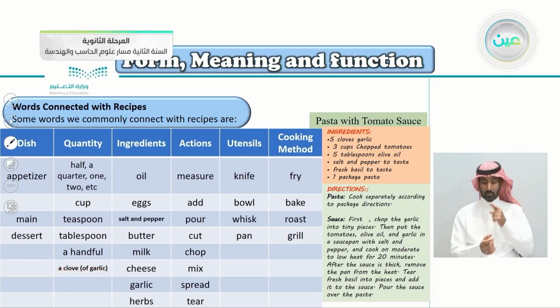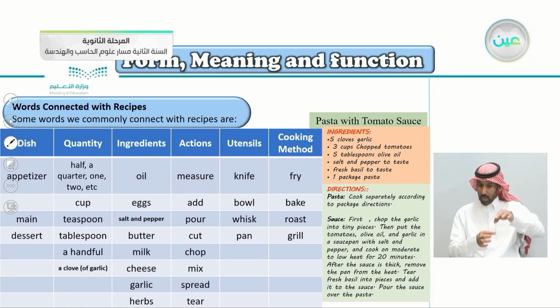The ingredients, the things that you put in the pot, for example, oil, eggs, salt and pepper, butter, milk, cheese, garlic, herbs, and so on. So these are the ingredients, the things that you cook together. Actions, what you do while you cook.